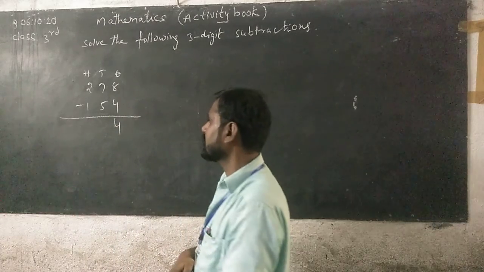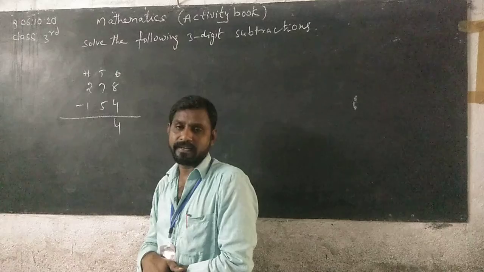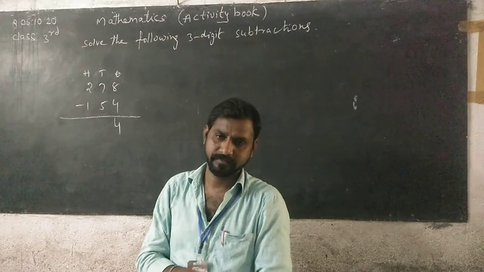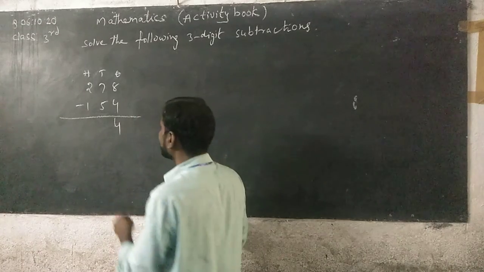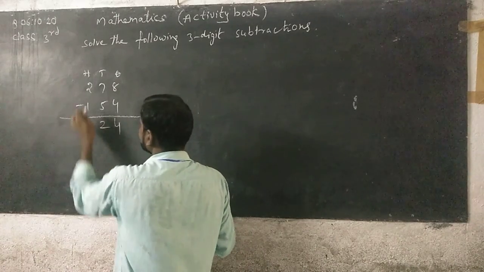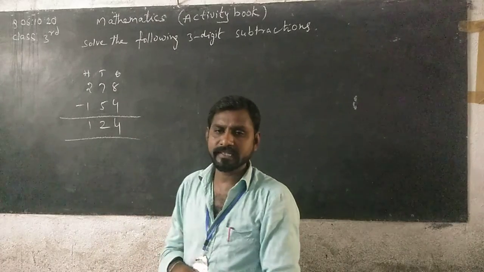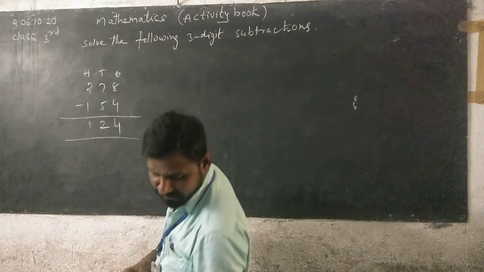Next, subtract the digits in the tens place. 7 minus 5. It is also possible. So 7 is a bigger number than 5. You can count 5 after: 6, 7. What do we get? 2. Write it down under the tens column. Next, 2 minus 1. You can get 1. Did you understand? So the difference is equal to 124.